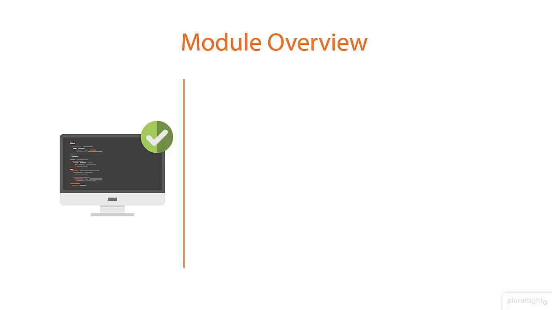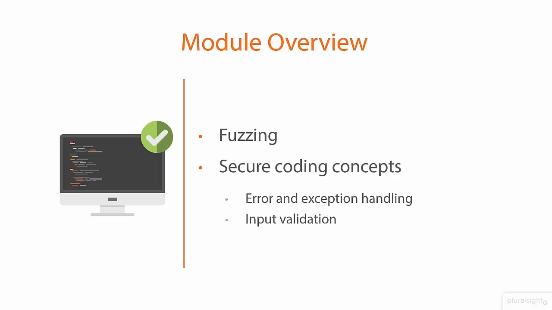So we'll talk about some of the techniques that they use, such as fuzzing. And if you've never heard that term before in this context, it sounds a little strange, but it'll make more sense when we cover it here in just a few. We'll talk about secure coding concepts, such as error and exception handling and input validation, and why it's important to make sure that our forms and our applications are secure so that they can't be taken advantage of and have things happen that we didn't intend.